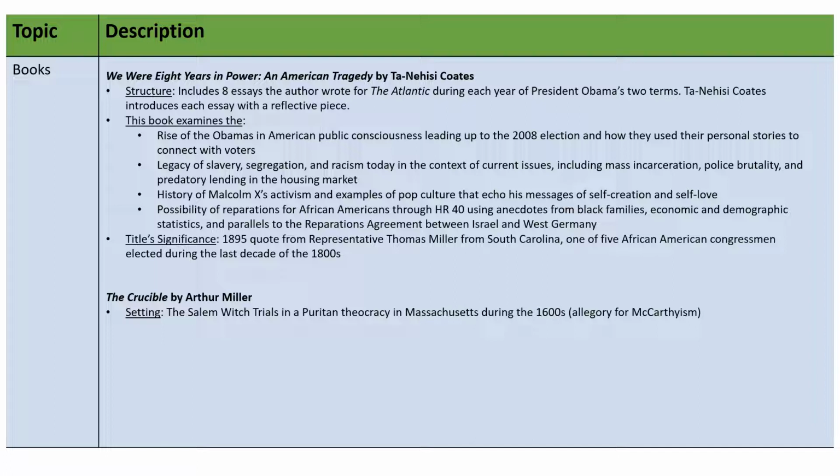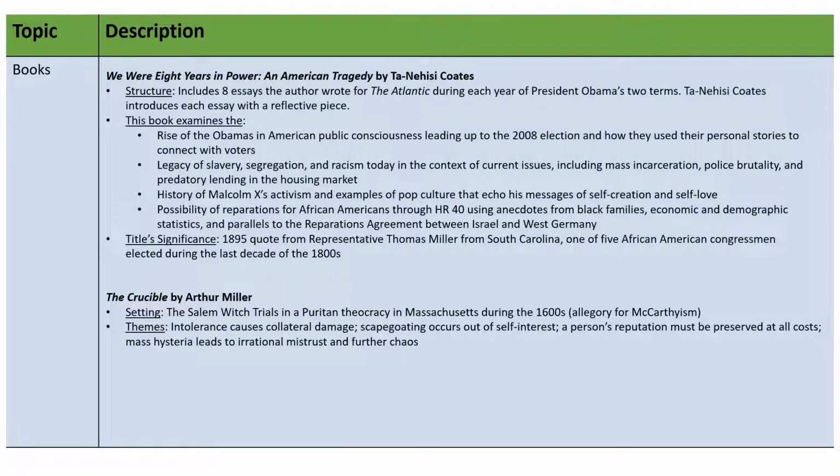And here we have the different themes in The Crucible. I've outlined really quick phrases rather than full theme statements just to jog my memory. Some themes are intolerance causes collateral damage, scapegoating occurs out of self-interest, a person's reputation must be preserved at all costs, and mass hysteria leads to irrational mistrust and further chaos.